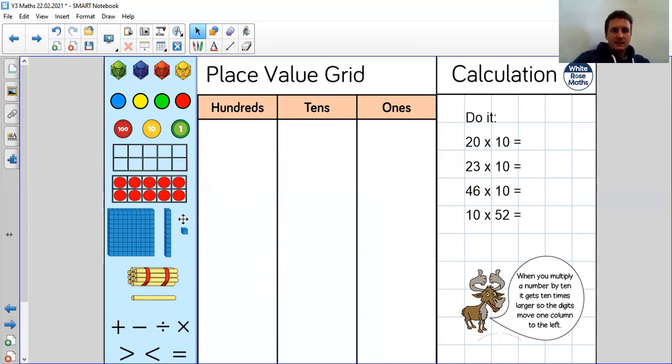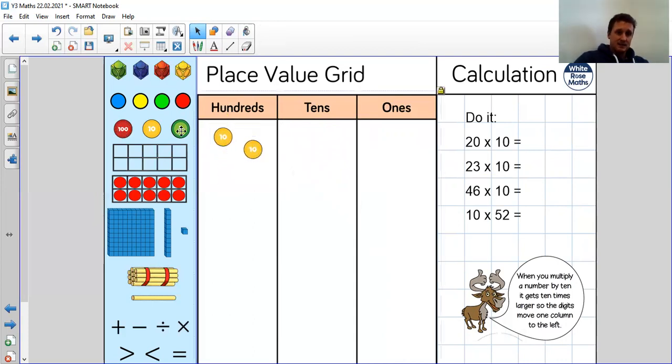Okay, so 20 times 10. I'm going to start off with 20. Now I'm going to multiply 20 by 10. All right, so first of all, let's do what Colin has suggested. When you multiply a number by 10, it gets 10 times larger. So the digits move one column to the left. So I'm multiplying by 10. Here we go. Okay, and now it's 10. So I've multiplied by 10.